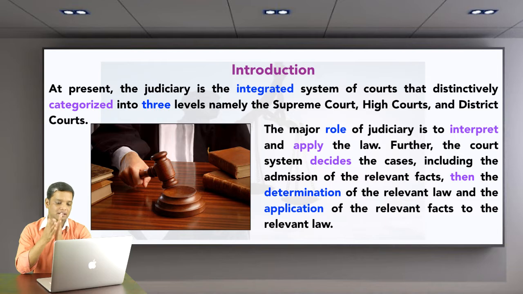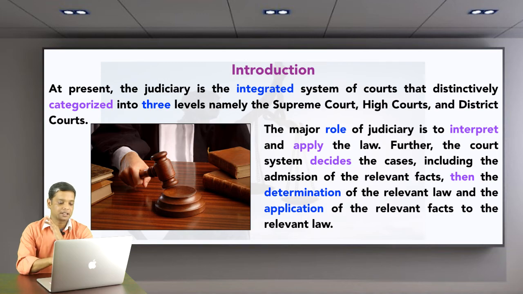The second point in this paragraph was regarding the role of the judiciary. The first one is to interpret the law, interpret the constitution as well, and the second one is to apply those laws while deciding the cases. And the third point in this paragraph is that the judiciary accepts those laws along with the facts and evidences, and then accordingly decides the cases. So this is all for this paragraph. I believe you understood now what exactly the judiciary is.